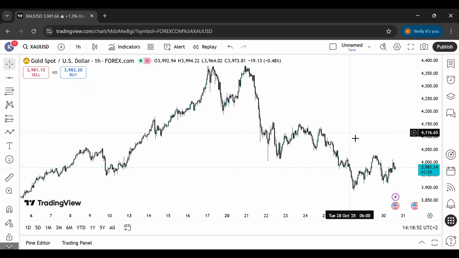So guys, this will be the only video you need to understand what market structure is and how the market works, because honestly speaking, this is how the market works. We move in two clear directions and nothing else. The market is always going in an uptrend or it's going in a downtrend. So that's how you spot market structure, guys.